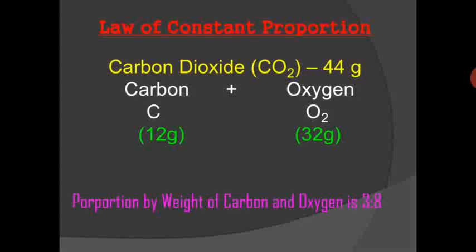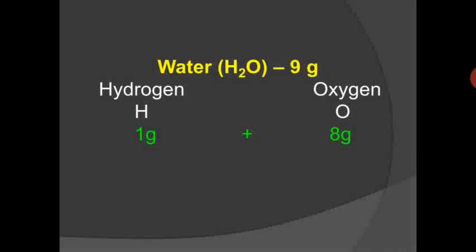We can't take whatever we want. Means we can't take 10 grams of carbon or 30 grams of oxygen. No, it should be 12 grams of carbon and 32 grams of oxygen only. And this proportion is fixed, that the proportion by weight of carbon and oxygen is 3:8.